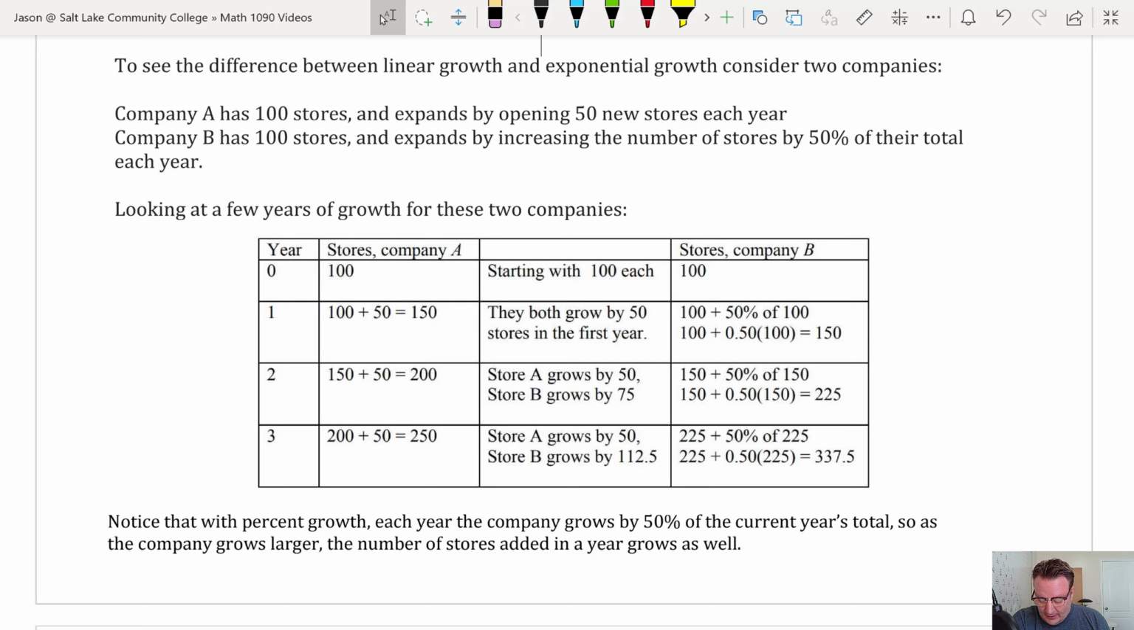So if you compare these two ending quantities, company A ends with 250 stores after 3 years, whereas company B ends with 337.5 stores after 3 years. So exponential growth can grow much more quickly than linear growth. But it can take a while for that to happen if the growth rate is small. This is a large growth rate. 50% is quite large.